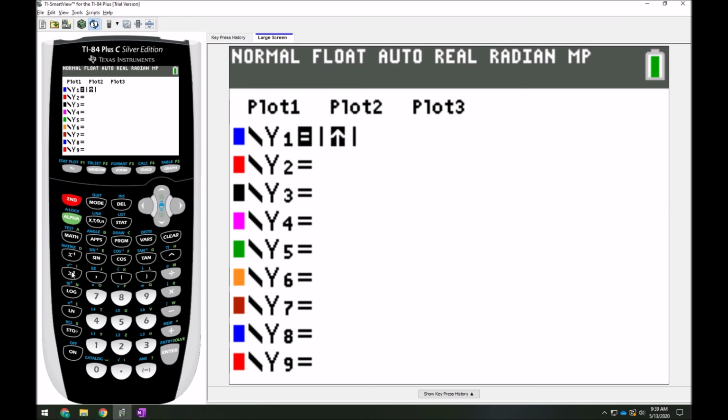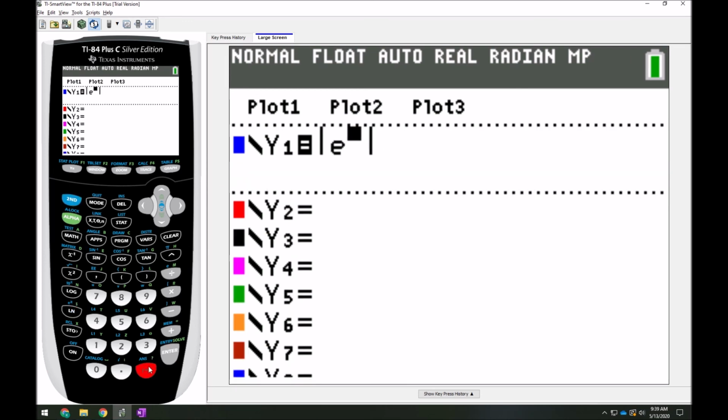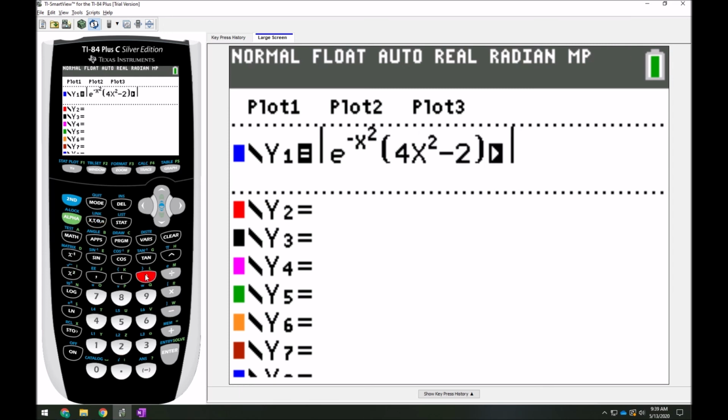We know that our function was e to the power of negative x squared, and then we had a quantity, and in that quantity was 4x squared minus 2. So I'm going to put all of this here in the picture. But remember that the theorem said that I only need to look at this function on the range from a to b. Remember that our range from a to b was -1 to 1.